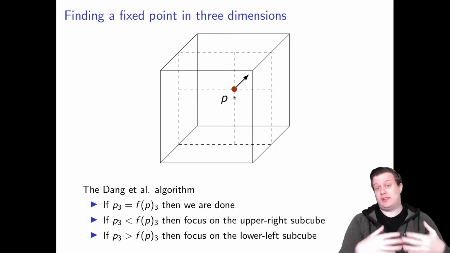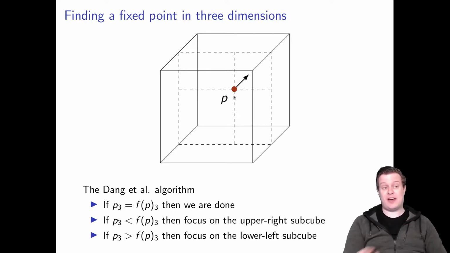And then they look in the 3rd dimension: are we going up, are we going down? If we're going up, we're in the upset, meaning there is a solution between P and the greatest element, so I can keep just the top right back subcube and throw away the rest. If we're coming out of the slice, then I can keep just the front left bottom subcube and throw away the rest.